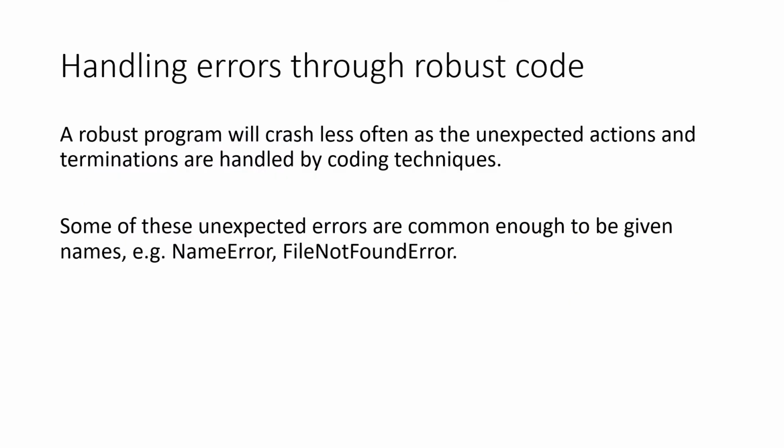So we want to handle errors through robust code. Now think about robust as bust. You're trying to make the code so that the user can't bust it, can't break it, can't cause it to crash. Now in computer science we'd call those unexpected actions or terminations handling by coding techniques.